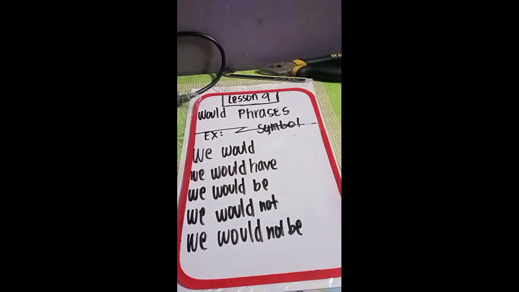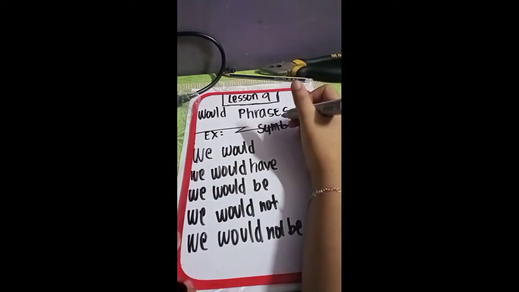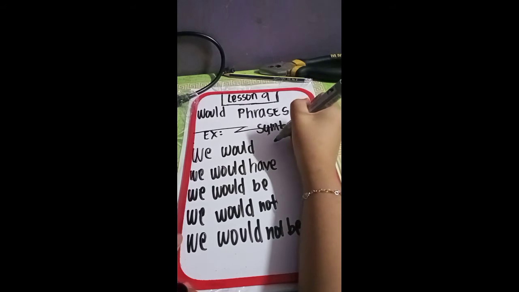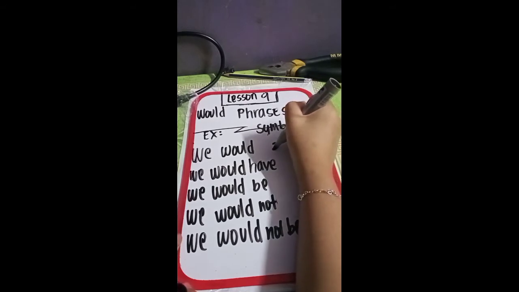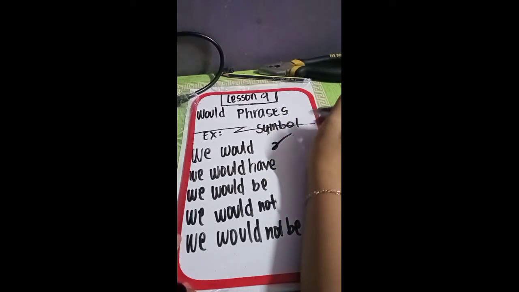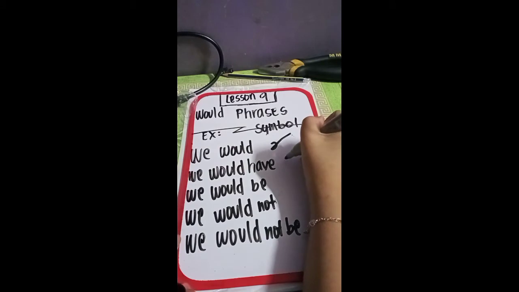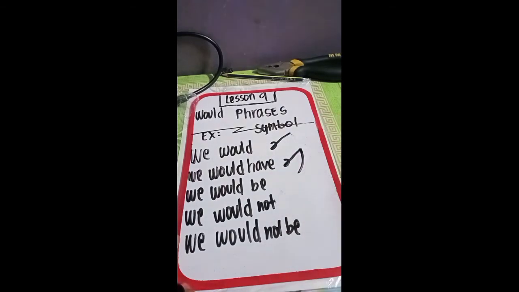So let's proceed to the would phrases. Again, I have 5 examples for each phrase. First is "we would." This is how we are going to write in an outline "we would." U, I and then D symbol. Then next is "we would have." U, I, D symbol, then the have.